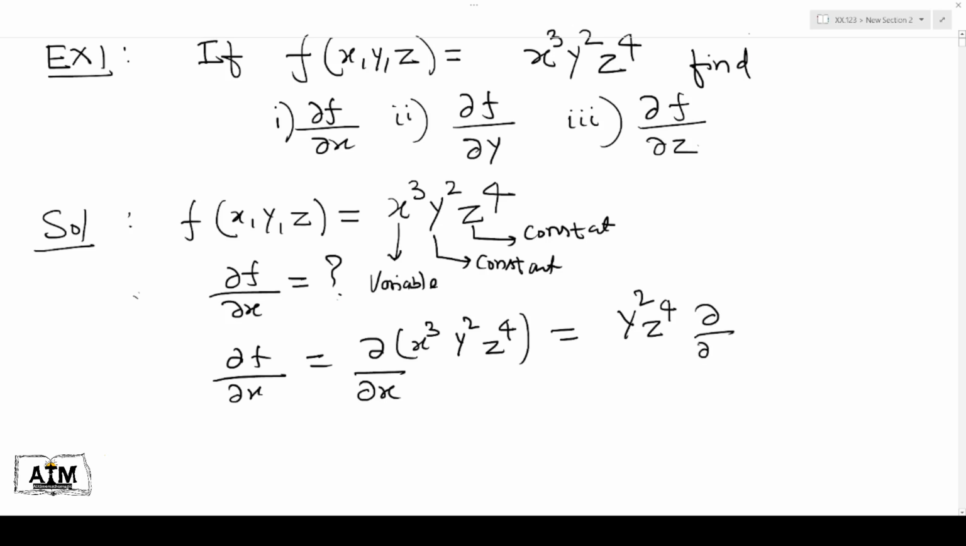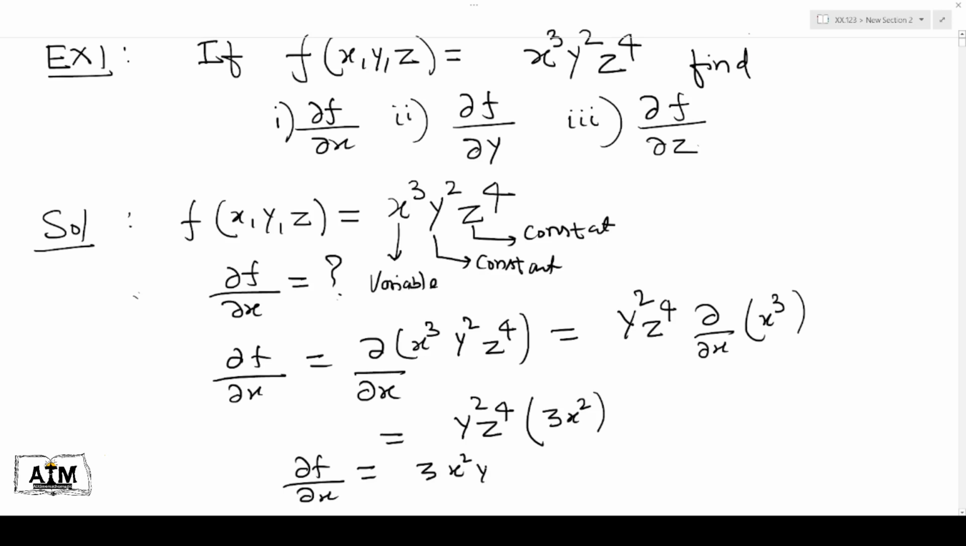So the partial derivative of x cube with respect to x. So this equals y square z raised to 4 times the partial derivative of x cube, which is 3x square. Therefore, dou f by dou x equals 3x square y square z raised to 4.